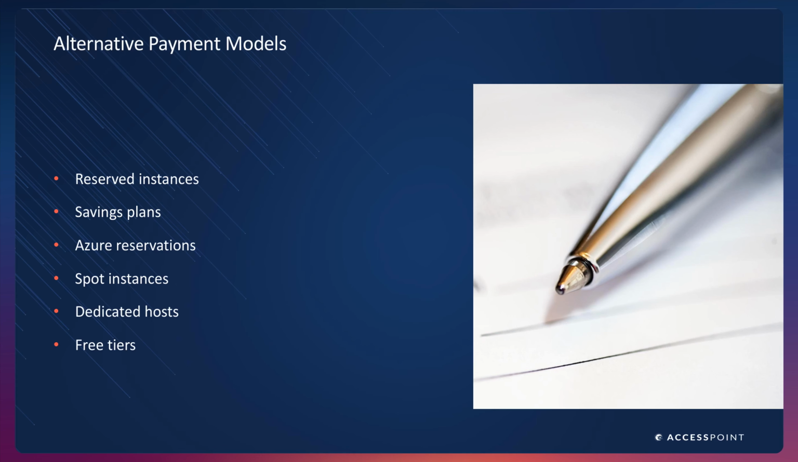Alternative payment models are another key area here. Again, scratching the surface, but talking about things like reserved instances, savings plans, reservations, spot instances, dedicated hosts, and free tiers. Depending on where you are and what you're using in the cloud, some of these terms may be applicable, some may not be. There may be other terms depending on the provider.